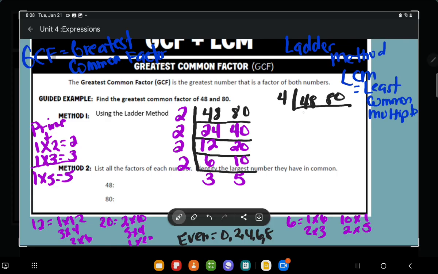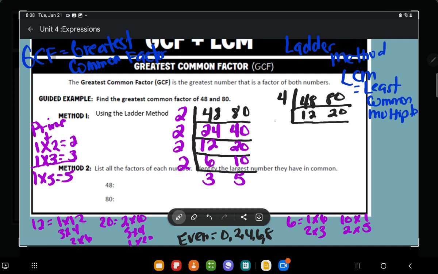48 divided by 4 is 12. 80 divided by 4 is 20. 12 is not prime. 20 is not prime. So I'm going to draw a little ladder and I'm going to keep going. What do 12 and 20 have in common?